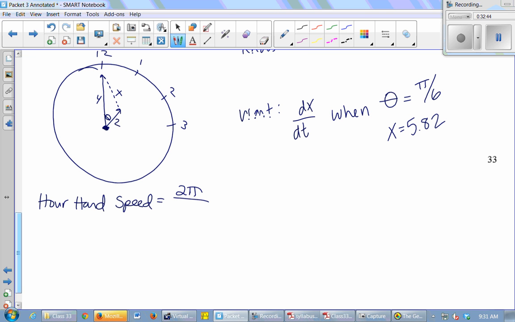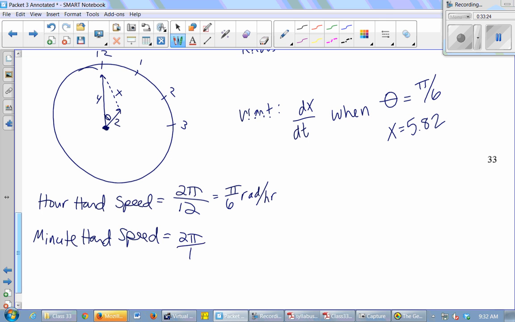2 pi radians every 12 hours, or pi over 6 radians per hour. Also makes sense, right? Because it's pi over 6 between each number on the clock. So the hour hand moves pi over 6 radians every hour. And then my minute hand, like you said, Jacob, goes around the clock one time every hour. So its speed is 2 pi radians per 1 hour. So the minute hand's much faster than the hour hand.